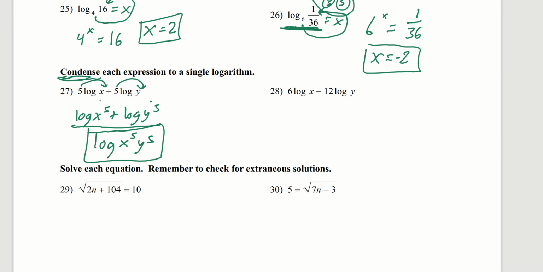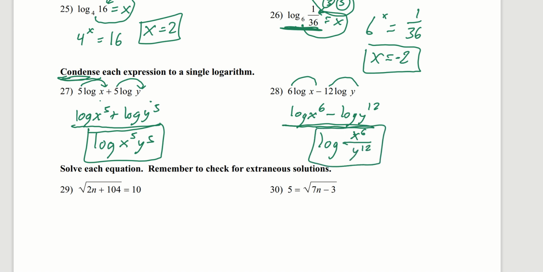So then same idea with number 28. Take the numbers in front, move them up to the exponent. So this is log x to the sixth minus log y to the 12th. And then here we have a similar idea. We're trying to combine this into one term, but the difference is that we are subtracting, and what we said to do with those is we divide the values. So this would be the same thing as log of x to the sixth divided by y to the 12th here. And that would be my final answer.